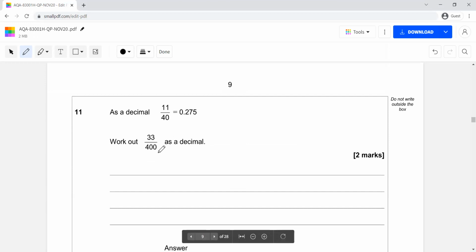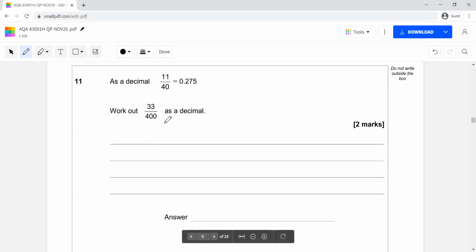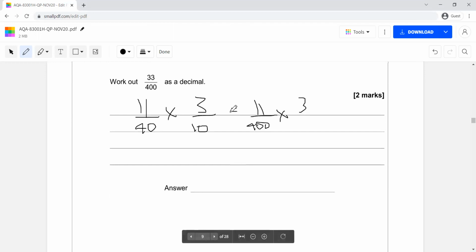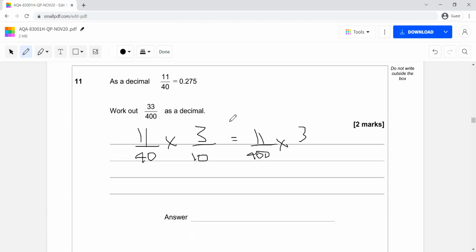Question 11. As a decimal, 11 over 40 is 0.275. Work out 33 over 400 as a decimal. Now what we can do from here, we can do 11 over 40 times 3/10, because this is the same as 33 over 400. So first, what I'm going to do is write 11 over 400, and then we're multiplying by 3. So 11 over 400 is 0.275 divided by 10. So we have 0.0275, and multiply this by 3.